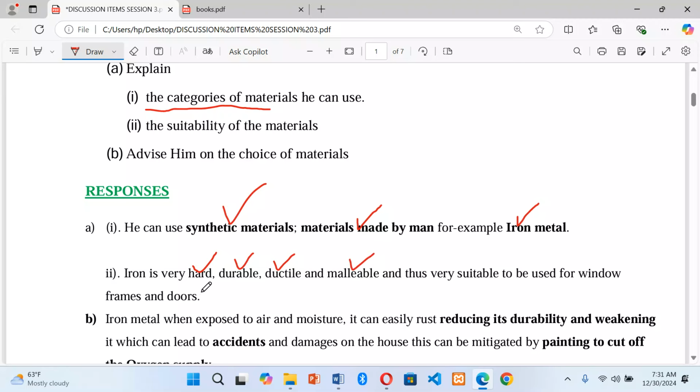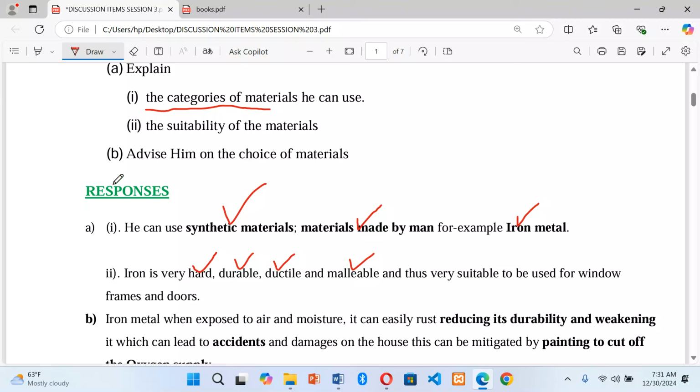There are 4. We say that at least we give 4 properties, but you can give at least means 4 and above, but when you give 4, you can maximize your scores. So we're saying that iron is very hard, durable, ductile, and malleable, and thus very suitable to be used for window frames and doors. So you see, we are responding to the question.